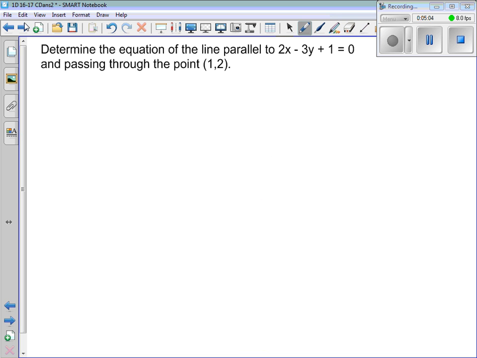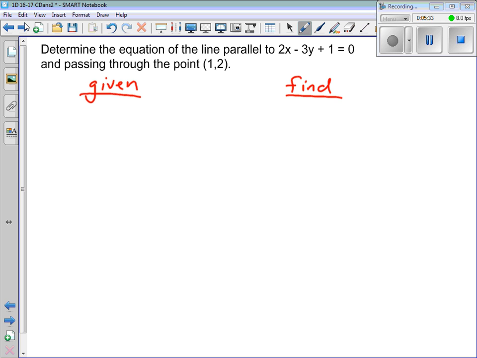So we'll do a couple more examples here. Now this one is on the page that you've got. This is the first example on the page. Determine the equation of the line parallel to 2x minus 3y plus 1 equals 0, passing through the point 1, 2. Okay? So again, let's organize this in terms of the line that we are given and the line that we are trying to find.